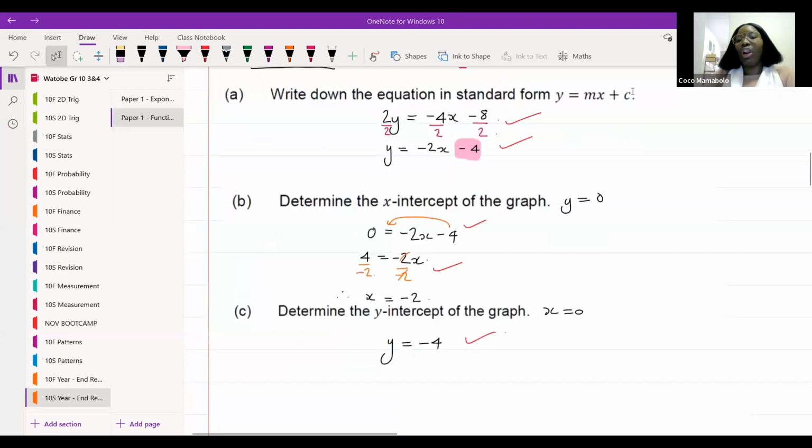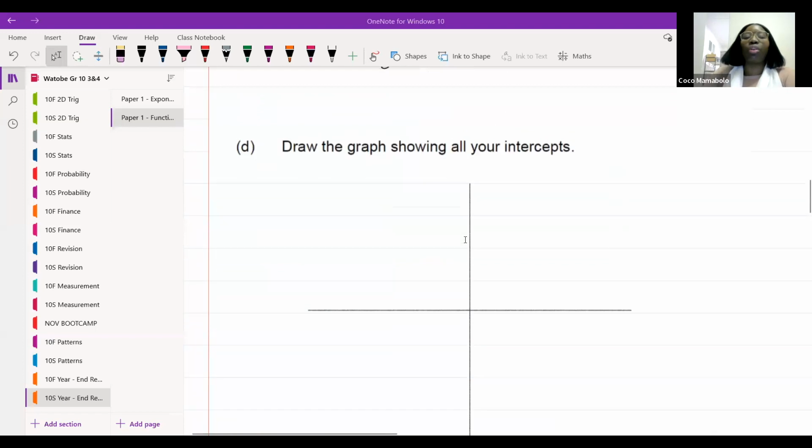Excellent. Good. Your last step in this question is to draw the graph showing all your intercepts.